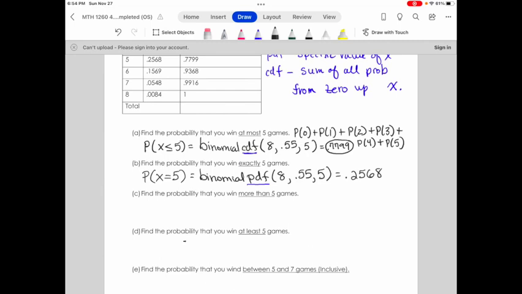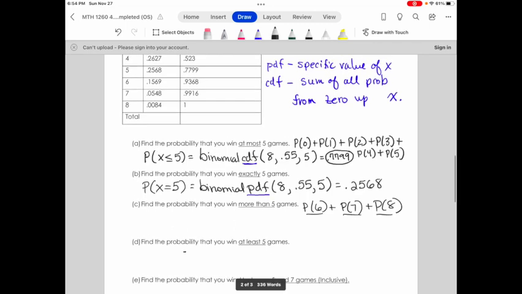Now let's look at part C. It says find the probability that you win more than 5 games. So that's telling me I want to find the probability of winning 6 games plus the probability of 7 games plus the probability of 8 games. We're not going to have an X over 8 because it says we play the game 8 times. So we're looking for these probabilities.